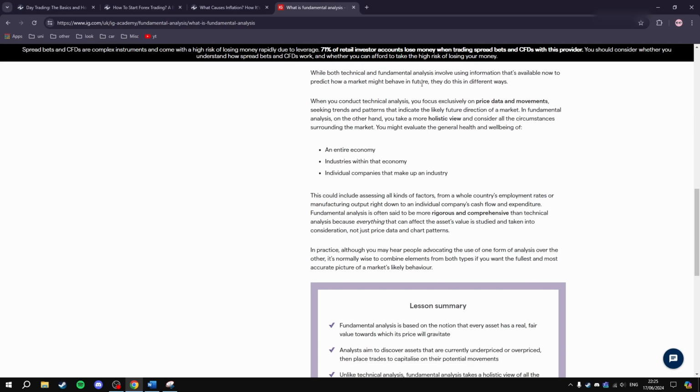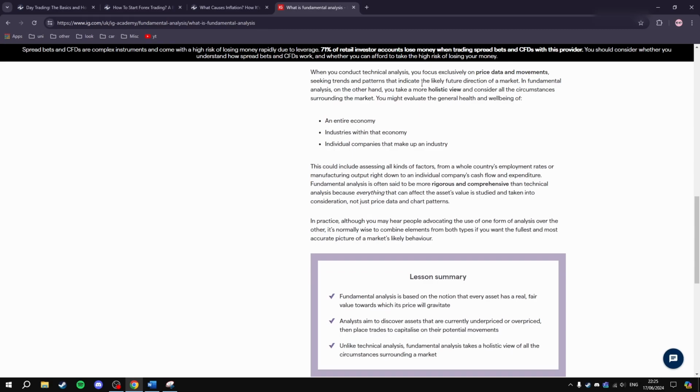In fundamental analysis, on the other hand, you take a more holistic view and consider all the circumstances surrounding the market. You might evaluate the general health and well-being of the entire economy, industries within that economy, and individual companies that make up an industry. This could include assessing all kinds of factors, from a whole country's employment rates or manufacturing output right down to an individual company's cash flow and expenditure. Fundamental analysis is often said to be more rigorous and comprehensive than technical analysis because everything that can affect the asset's value is studied and taken into consideration, not just price data and chart patterns.